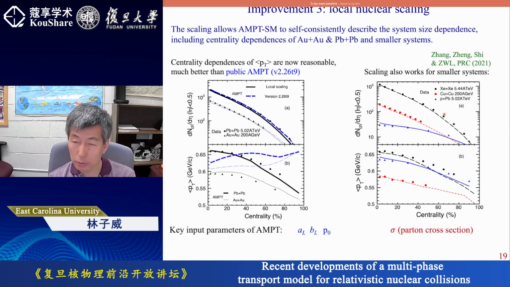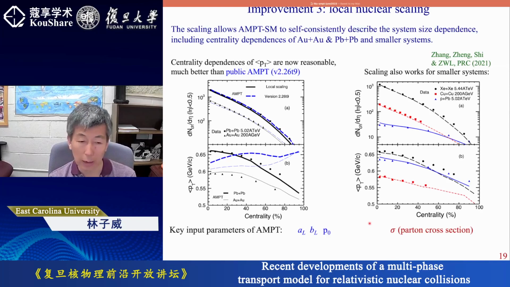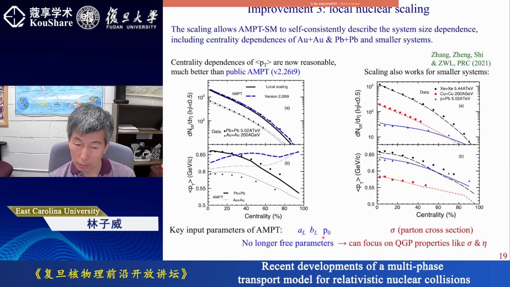So I think this work is pretty important because there are several key parameters for the AMPT model. There are basically four parameters: the Lund a value, Lund b value, the mini-jet cutoff p0, and the parton cross-section sigma. And they are all input values in the AMPT initialization file or input file. Now, with local nuclear scaling, these three are no longer free parameters. They are determined by the scaling law. And so the only parameter basically left is the parton cross-section, which represents the QCD properties and the QGP properties, which determines, for example, the shear viscosity of the parton matter. So with this improvement, we can better focus on the study of QGP properties.